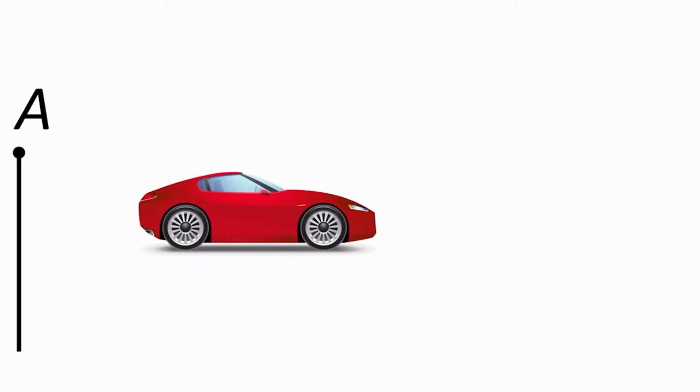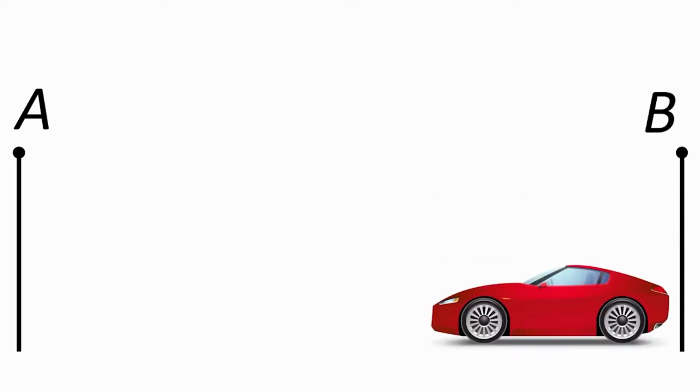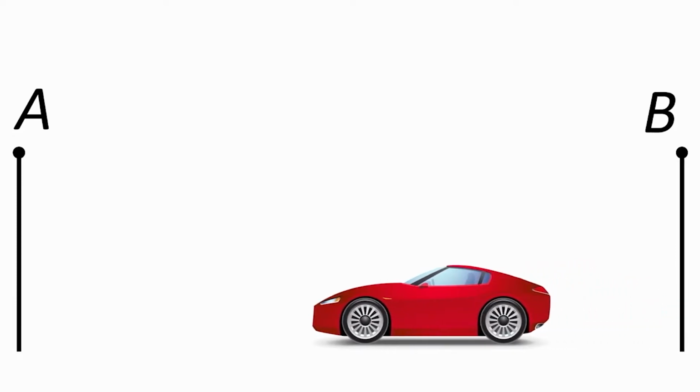Let's go on a little road trip. We'll start at point A and we'll drive to point B at an average speed of 60 miles per hour. We'll then return to point A, going the same distance on the same road we took to get to point B, but this time a little slower, averaging 40 miles per hour.